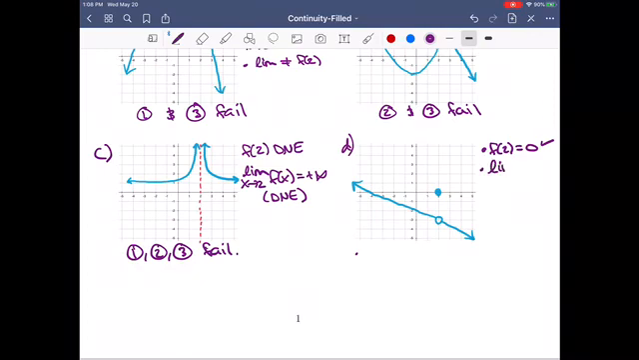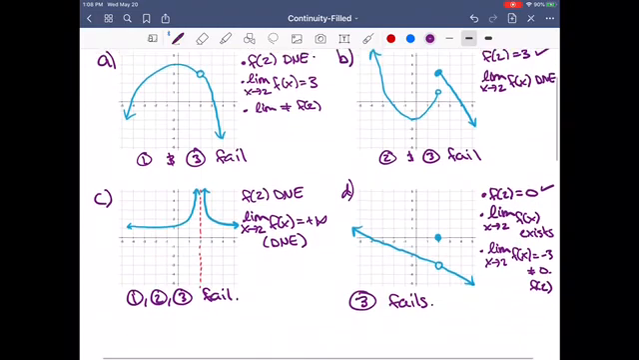The limit as we go to 2 of f of x also exists, because as we approach 2 from both sides, we're approaching the y value -3. But the limit as we go to 2 of f of x, like I just said, is -3, which is not the same as f of 2. So here, it's only number 3 that fails.